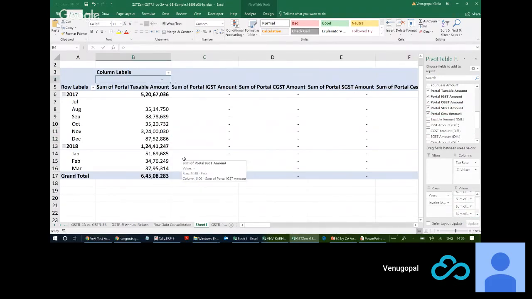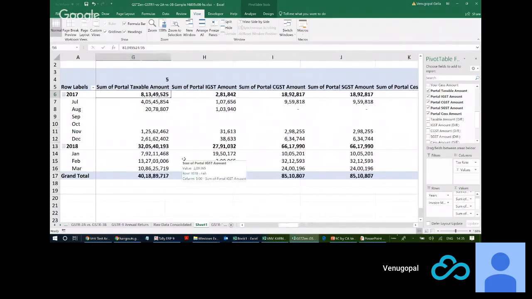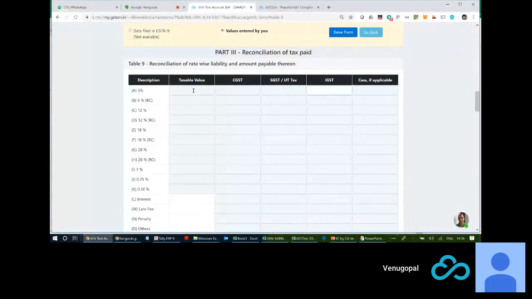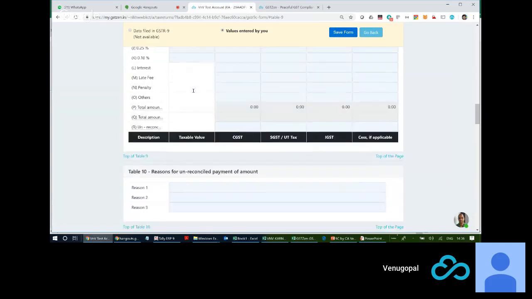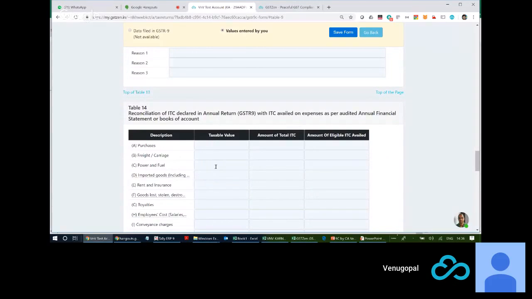So now under 5%, we know what the taxable value is, what the IGST amount is, and what the CGST and SGST amounts are that need to be filled. This is easily obtained and can be used in filling up the form here. I hope this addresses one bigger challenge: how one fills the rate-wise turnover data. The second challenge which users have is, how do I fill expenditure rate-wise?